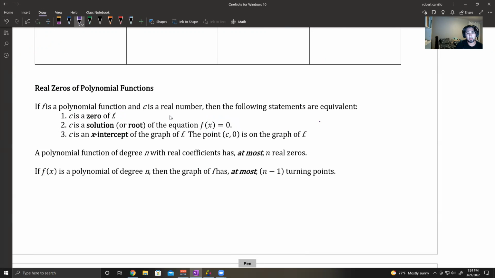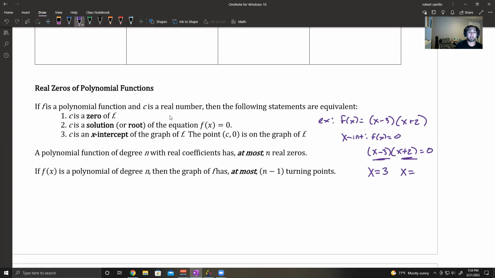So a good example, let's say I said f of x equals x minus 3 times x plus 2. We'll just keep it simple like that. And then I said, find the x-intercept. So we let f of x equal 0. So you would take x minus 3 times x plus 2 equal to 0 and set both of these equal to 0. If I set x minus 3 equal to 0, I would get x equals 3. And if I set x plus 2 equal to 0, I would get x equals negative 2.